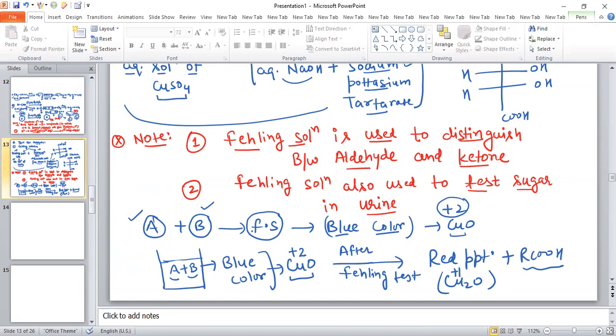So initially this Fehling's solution contains two parts, Fehling's solution A and Fehling's solution B. The combined color is blue. This blue color is due to the copper +2 oxidation state, and after the Fehling's test, this Cu2+ will reduce into Cu+1. So cupric oxide will convert into cuprous oxide, and a red precipitate is obtained, and the aldehyde is oxidized into carboxylic acid.